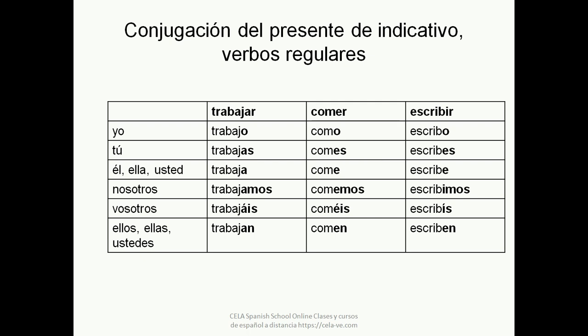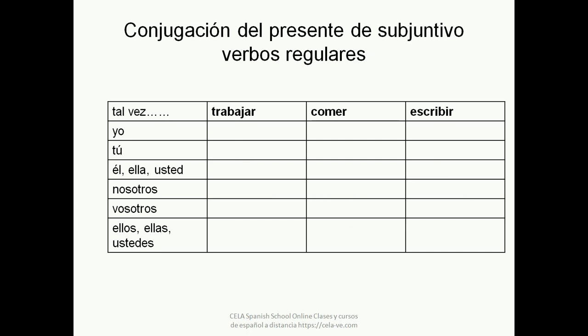As you surely remember, the endings of the regular verbs in the present indicative are o, as, a, amos, áis, an for verbs of the first conjugation that end in ar; o, es, e, emos, éis, en for verbs in er; and o, es, e, imos, ís, en for verbs in ir. Let's see what happens in the present subjunctive.